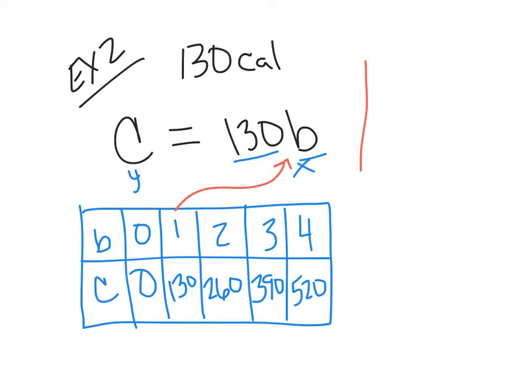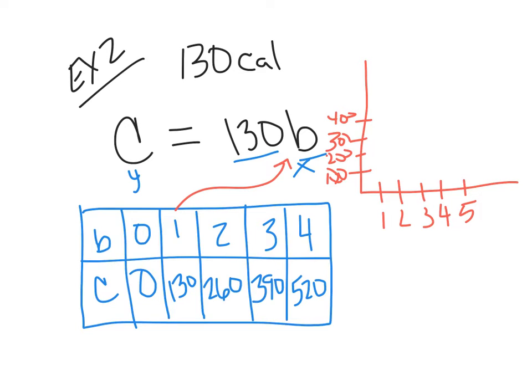Now to graph this, okay, we're going to start at 0 and going across here. This is the number of bars, 1, 2, 3, 4, 5. And going up is our number of calories. Let's just say 100, 200, 300, 400. You should be putting this in your journal.